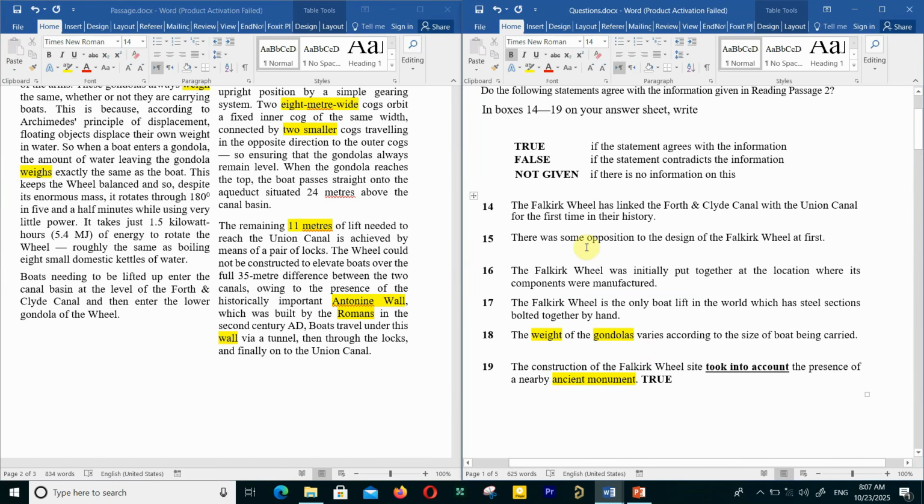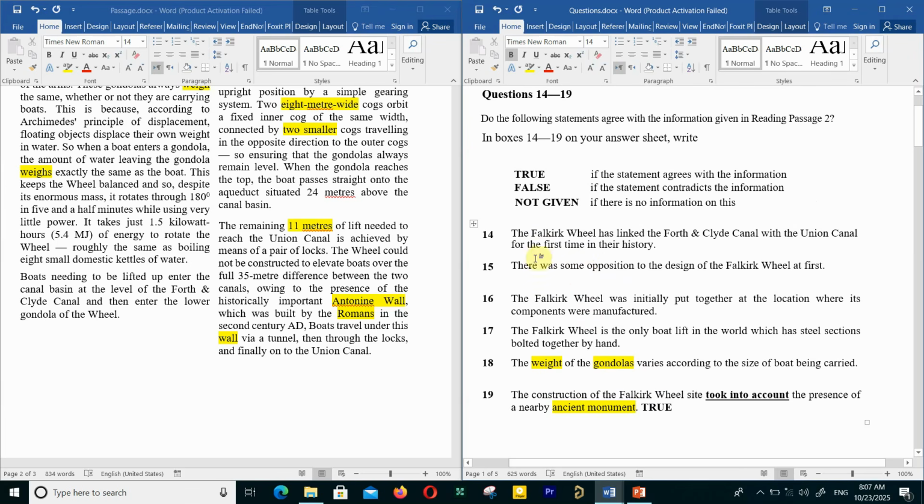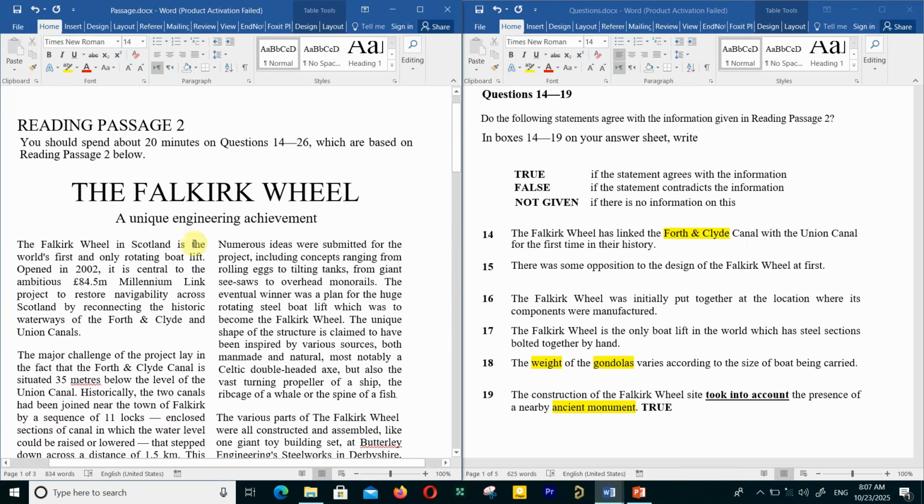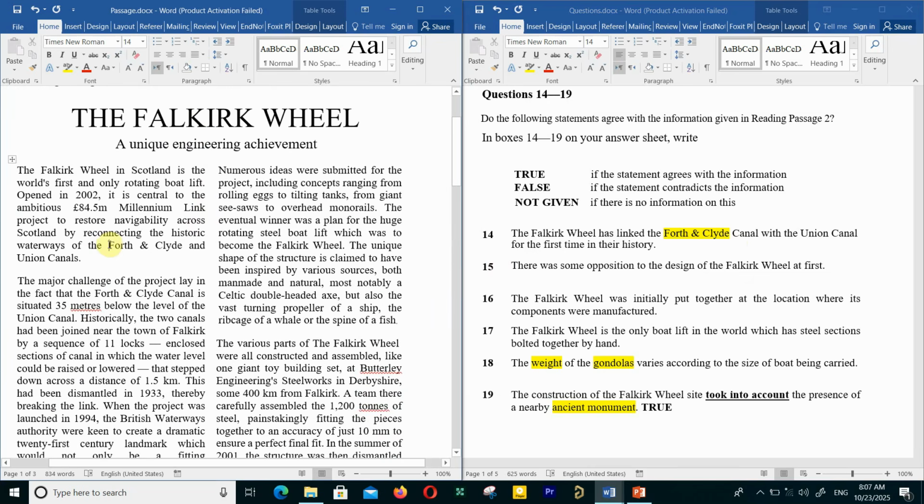Now I'm going back to answer question 14. The Falkirk Wheel has linked the Forth and Clyde Canal. This is the main keyword. Where can we find Forth and Clyde? Maybe at the beginning, I don't know for sure, but yes, here. So this is where we can find the answer for question 14. The Falkirk Wheel has linked the Forth and Clyde Canal with the Union Canal for the first time in their history. For the first time. Was it for the first time or not? We had to find this.